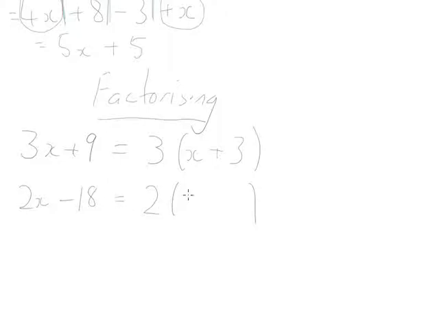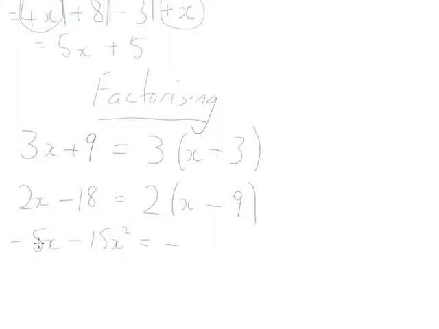So 2 by what is 2x? Well, 2 by x is 2x. Then 2 by what is 18? It's going to be 9. And I need to make sure there's a minus in the middle. So I do get minus 18 in the end. If I had minus 5x minus 15x squared, here, what I can divide them both by, well, they're both negative, so the negative will come out the front, and that's convention.